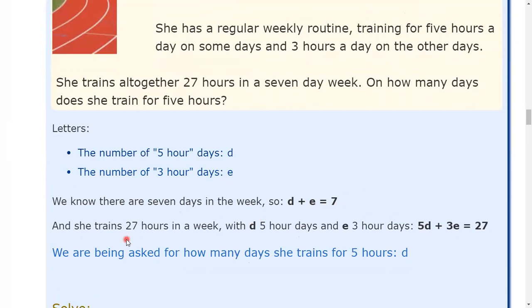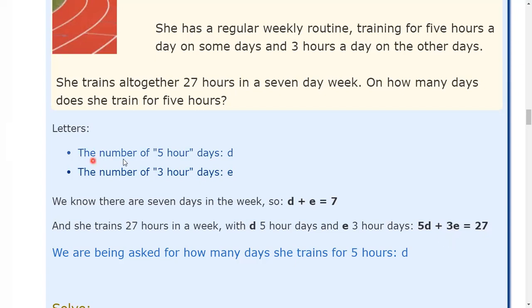Right. She trains 27 hours in a week with D 5-hour days and E 3-hour days. So 5D plus 3E is equal to 27. Are you getting this? Yeah, I got that down, but I used F and T instead. Okay, no problem. That is your choice.